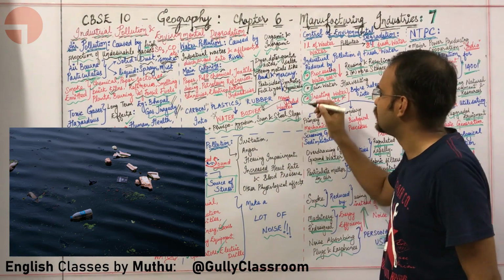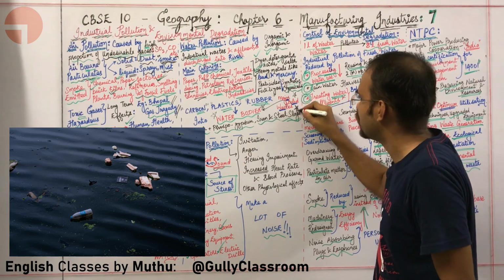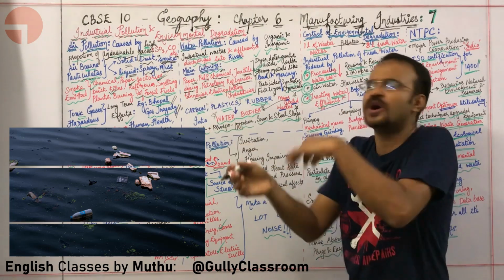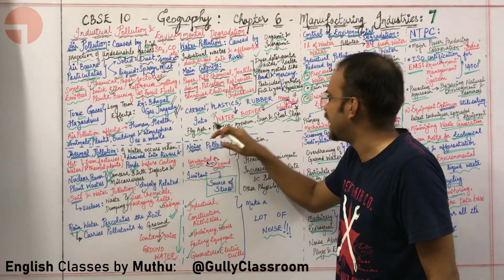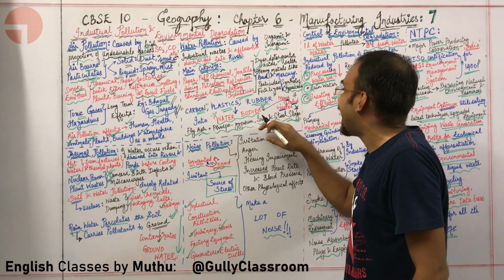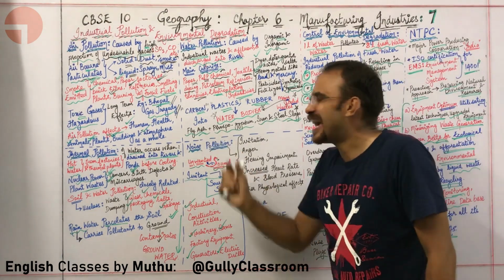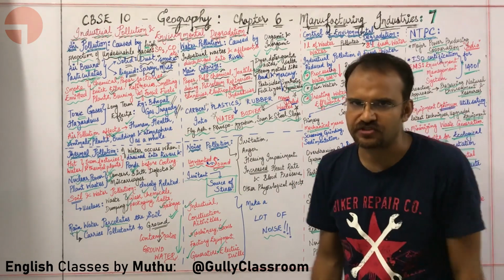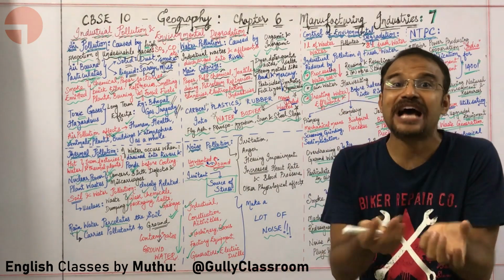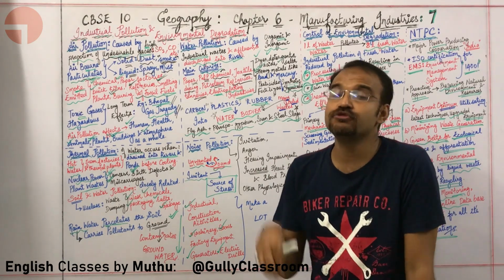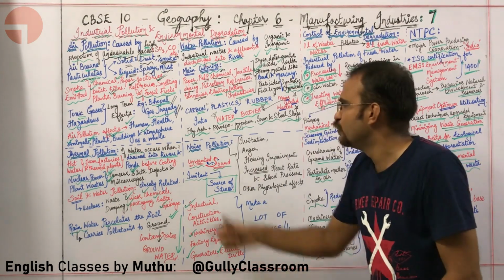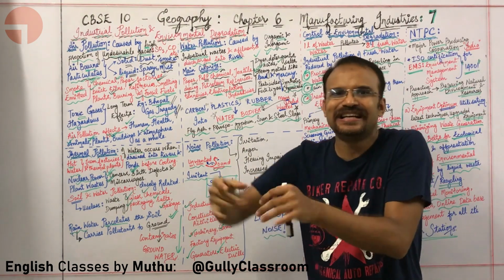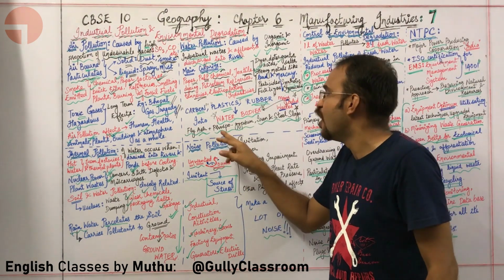Industries also release a lot of solid wastes into the water bodies. What are the different solid wastes released? Good examples are fly ash, phosphogypsum, and iron and steel slags. What is fly ash? Fly ash is a waste product from the coal industry. When you are using coal as your main power source, you will get a byproduct, a waste product, which is called fly ash. Ash that is literally flying is called fly ash.